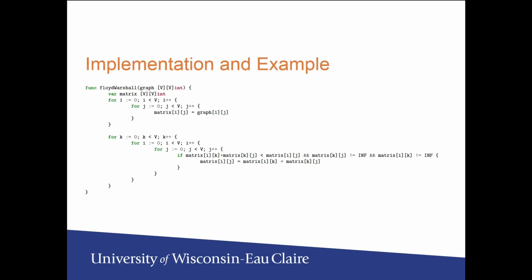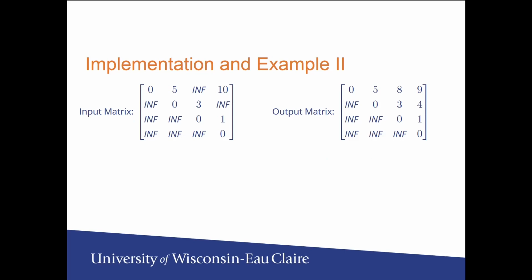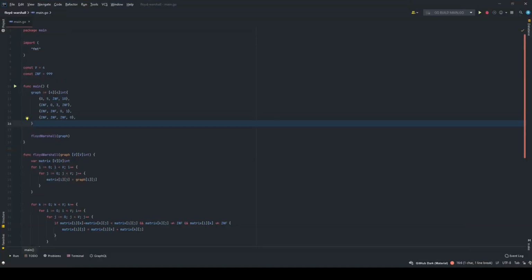To further demonstrate what Floyd-Warshall could look like, here's a sample implementation using Golang. This code will yield the following results. On the left, you can see our input matrix, and on the right, you can see the associated output from the code that was just shown. To go more in depth into the Floyd-Warshall algorithm, we're going to look a little bit more closely at the implementation that we just saw.